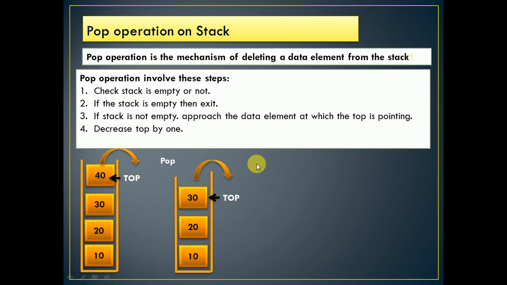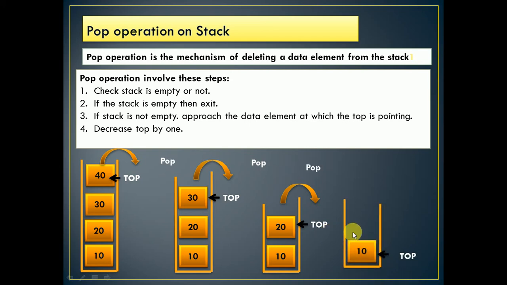Suppose I want to do the pop operation again. That time the 30 will get deleted. Now the stack will look like this. The 30 is deleted and the top value is decremented by 1, means top is at the first index location of our array. Now again we perform the pop operation. That time the 20 will get deleted, only the 10 is remaining in your stack and the top is at the 0th index location of the stack. This is the pop operation on the stack.